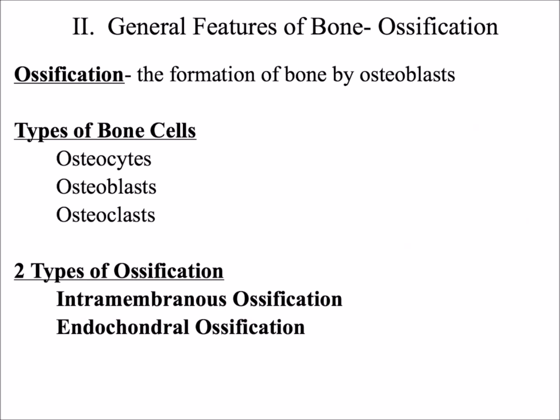Endochondral ossification is the second mechanism for making bones. So endo means what? Inside, right? Chondral refers to what tissue? Cartilage, right? So endochondral ossification is the process of making bone within cartilage, okay? The process of making bone within cartilage.